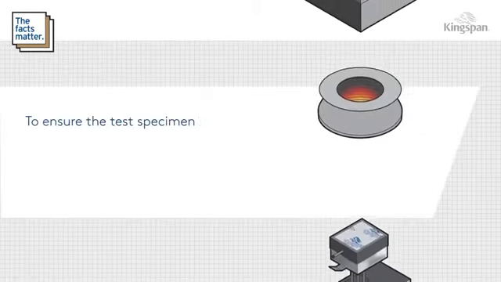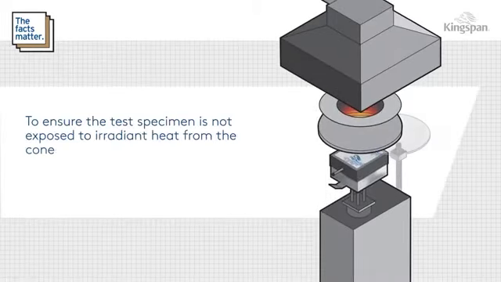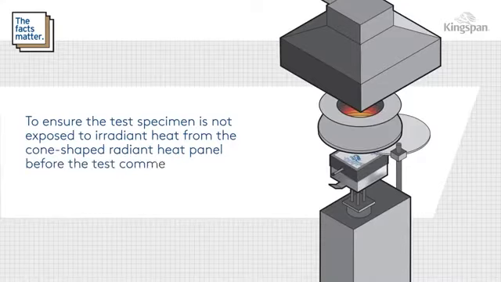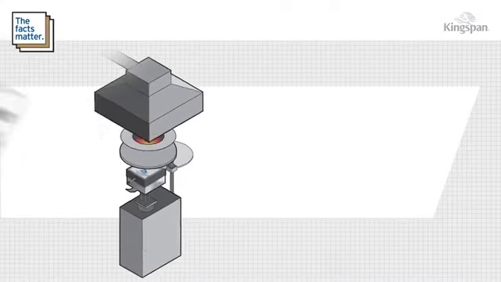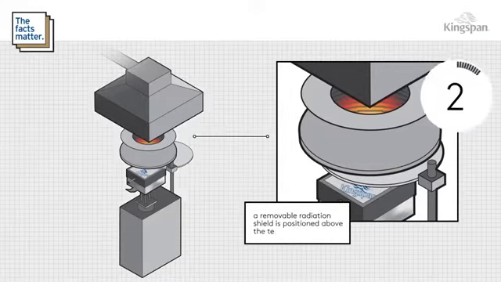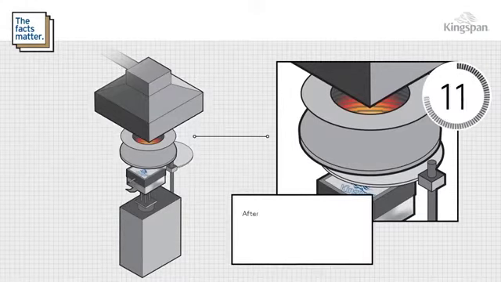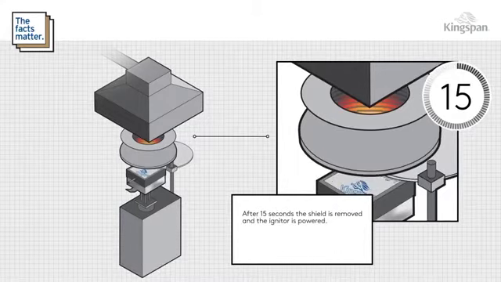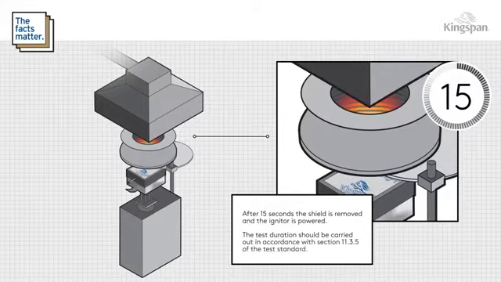To ensure the test specimen is not exposed to radiant heat from the cone-shaped radiant heat panel before the test commences, a removable radiation shield is positioned above the test specimen. After 15 seconds, the shield is removed and the igniter is powered. The test duration should be carried out in accordance with section 11.3.5 of the test standard.